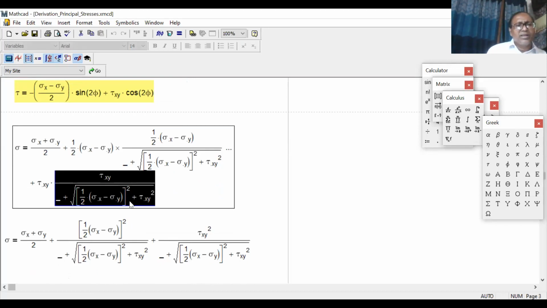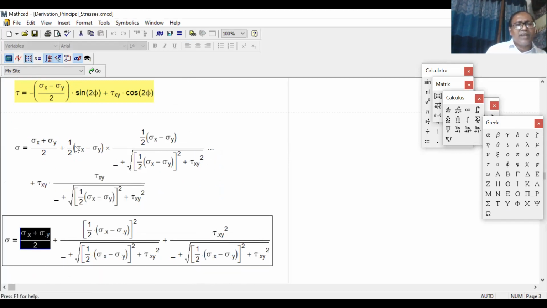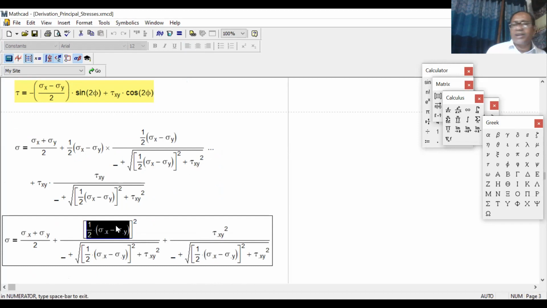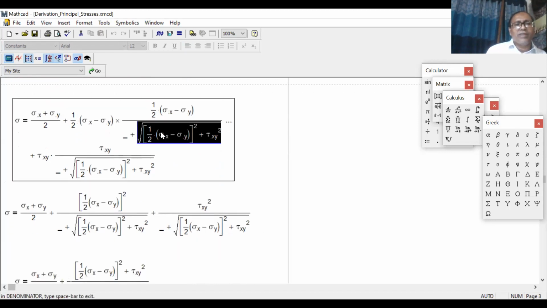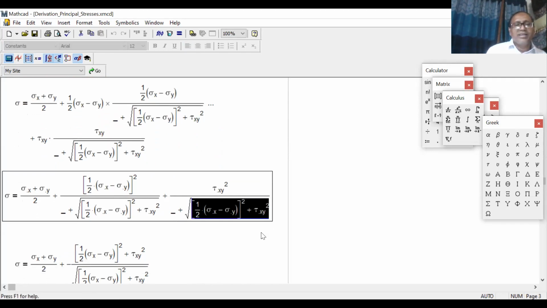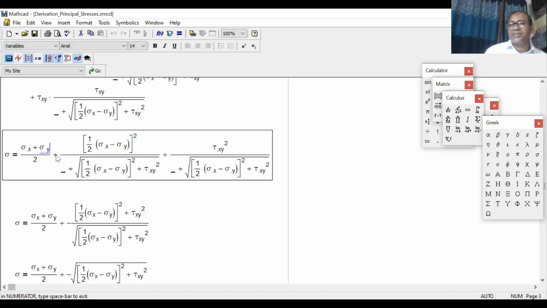Now you see, I just rearrange. This term remains the same. And right over here, this term and this term is coming as a whole square. Right? And in the bottom, we'll have this term. Similarly, for this term, tau xy, tau xy square, right over a plus minus and this term. Right? Now you see this plus minus multiplied with the plus minus. That means right over here there will be a plus minus sign.